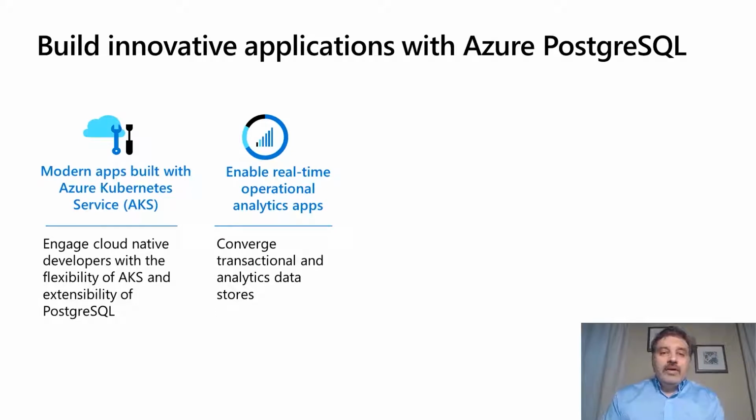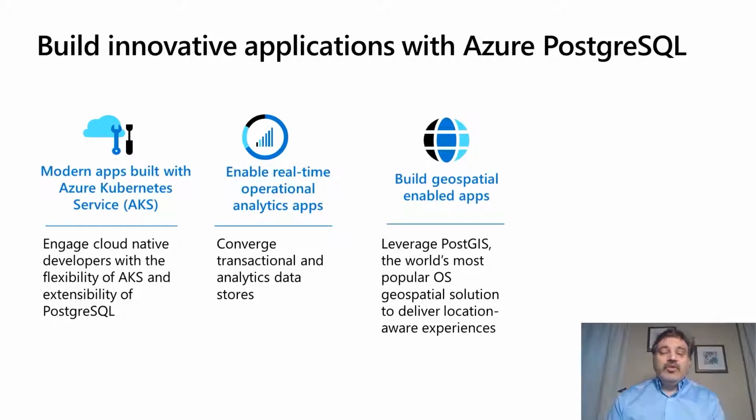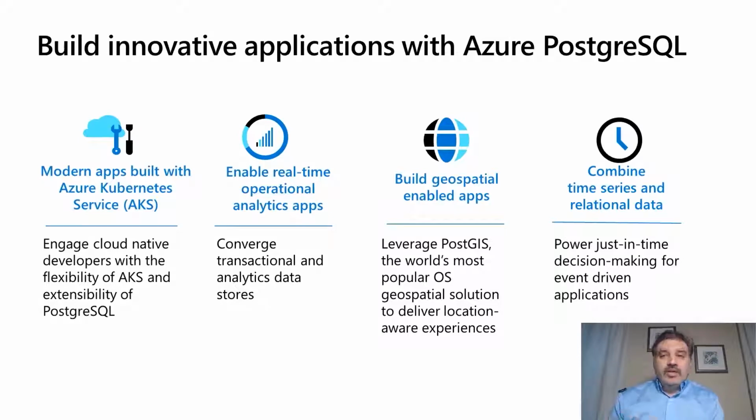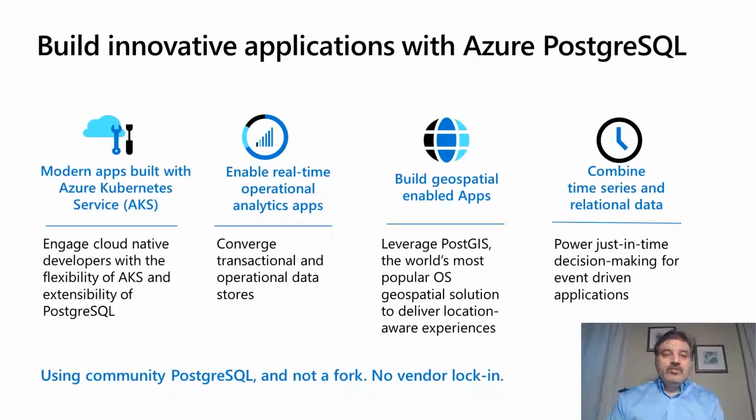You can enable real-time operational analytics where you don't have to have many databases separately for transactions and analytics. You can converge them with Postgres. You can build geospatial applications leveraging the PostGIS extension, or you can use time series. You can convert Postgres to be a time series database, and you can make just-in-time decisions based on event-driven applications. So for Azure Database for Postgres, we use the community version of Postgres and not a forked one, which means that whatever applications you are creating on the database, you can pretty much port to any other location and continue to run.